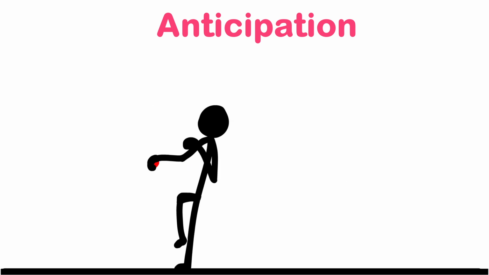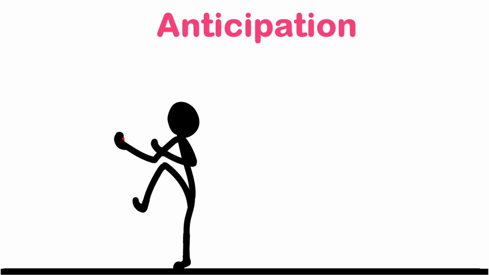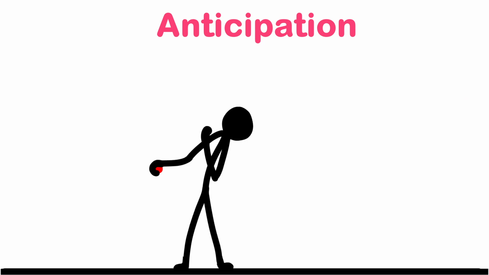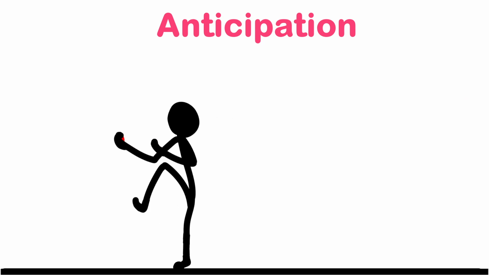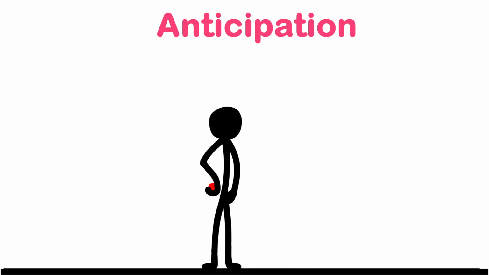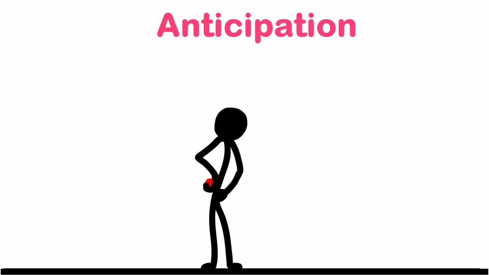So at this particular point, which is this anticipation part, the character is lifting one of his legs and also twisting his hand backwards and then throwing the ball. At this point, it looks like the character is gaining some momentum for the final action, which is the throw, and then going for the action.